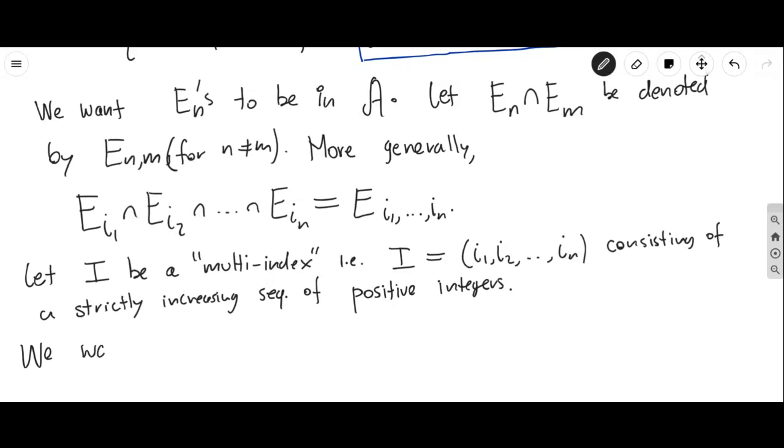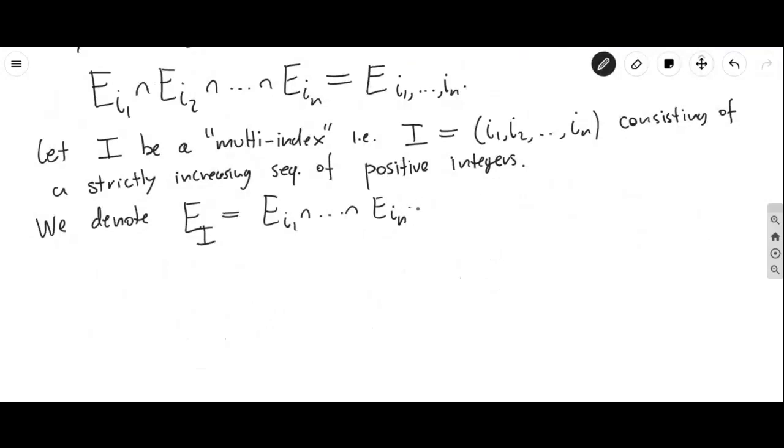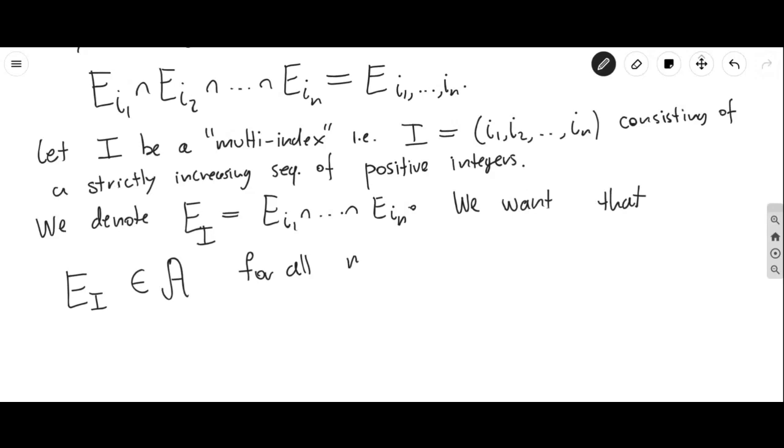And we denote E subscript I to just be the intersection of all of those events from before that we've mentioned. So this is just done for notational simplicity. We want that our sigma algebra that we're trying to construct should contain every E subscript I for all multi-indices I.